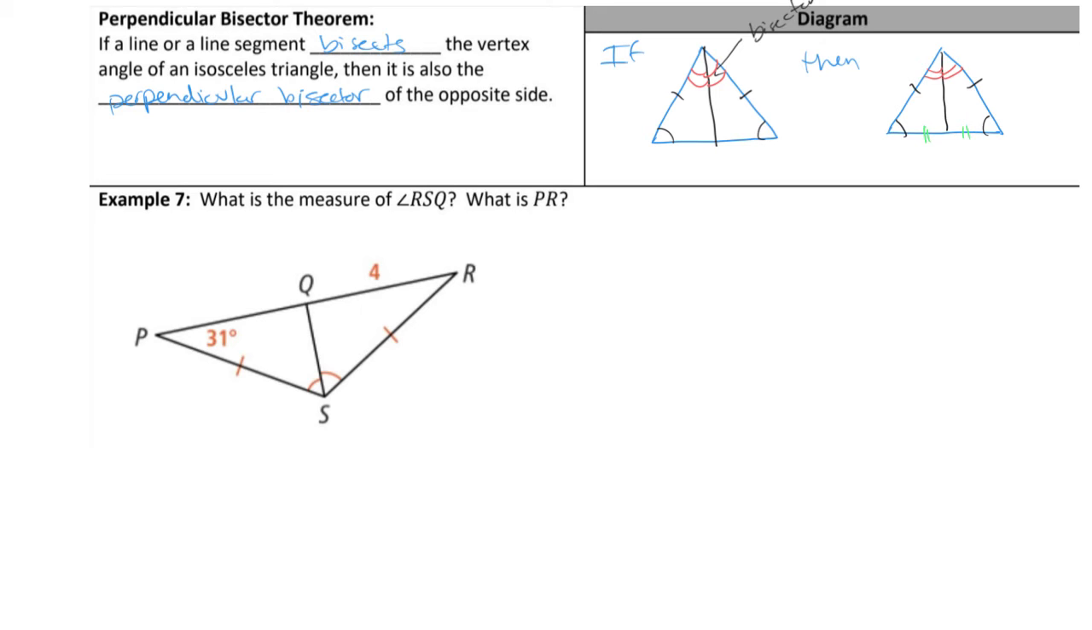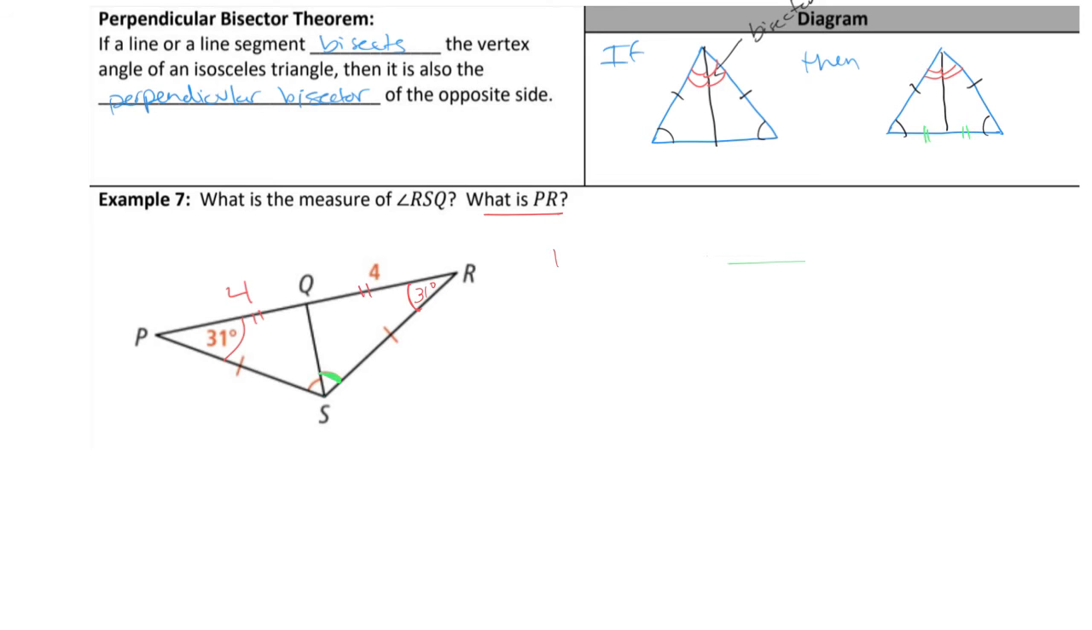All right, so using that theorem, let's put it to work in this example. It says, what is the angle measure of RSQ? So we're looking for RSQ, this angle right here. We know this is an isosceles triangle, so 31 degrees is also equal to this angle right here. So this needs to be 31 degrees. Now, by the perpendicular bisector theorem, this side and this side are the same, so this is also 4, right?